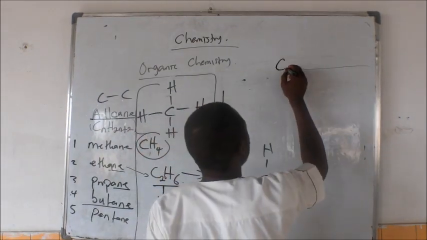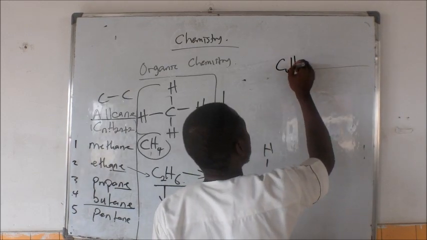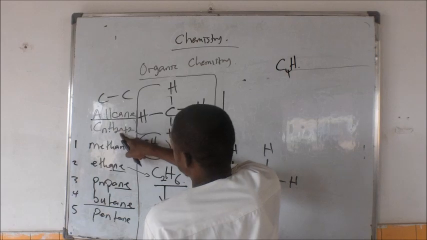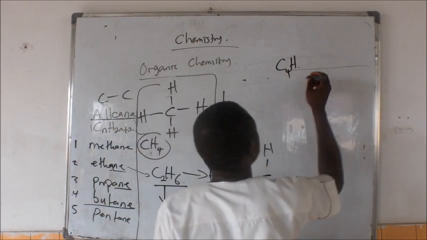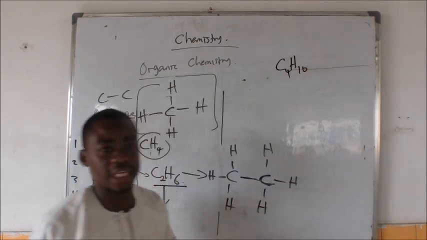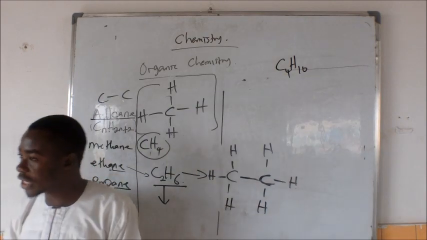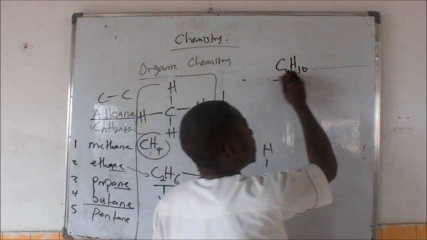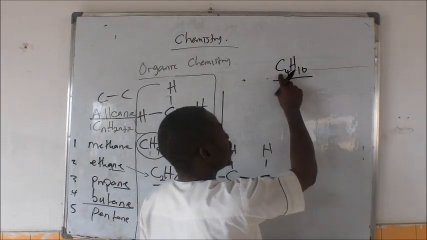What do you have? You have C4, 8, 2 times 4, 8. 8 plus 2 will give you 10. C4H10. This C4H10 is the molecular formula. Now, if you want to draw the structural formula of this, what will it be?